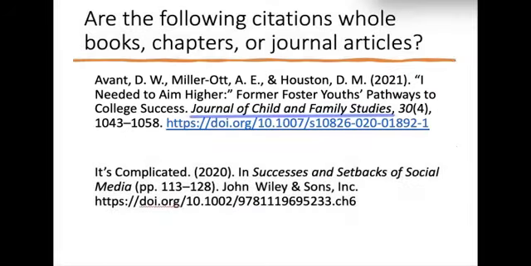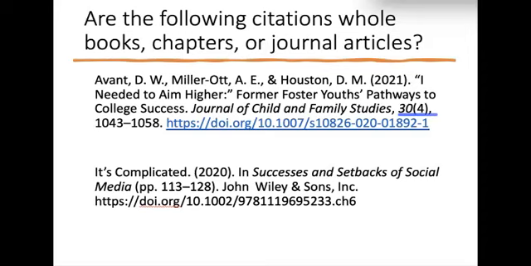A big hint is the journal title happens to start with the word journal. Additionally, there are two titles. The article title is "I Need to Aim Higher, Former Foster Youth Pathways to College Success." The second is the journal title, Journal of Child and Family Studies. This isn't a whole book since those only have one title.